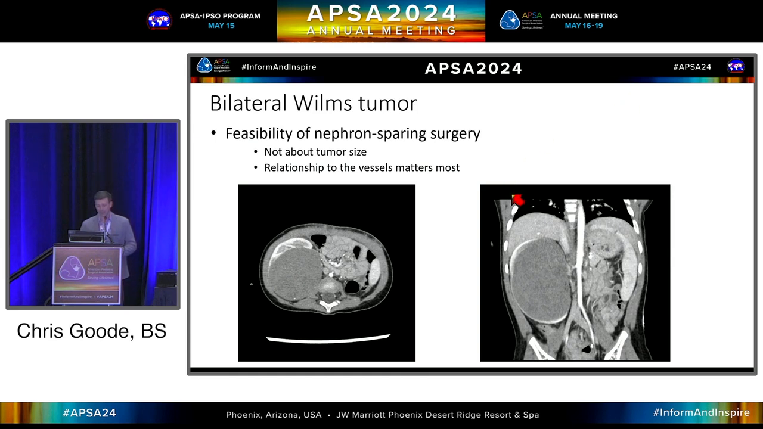So this first one's a bilateral Wilms tumor. Patient obviously had a left nephrectomy. The right side tumor looks very large and scary, but it's not always about the size of the tumor as it is the relationship of the vessels to the tumor.